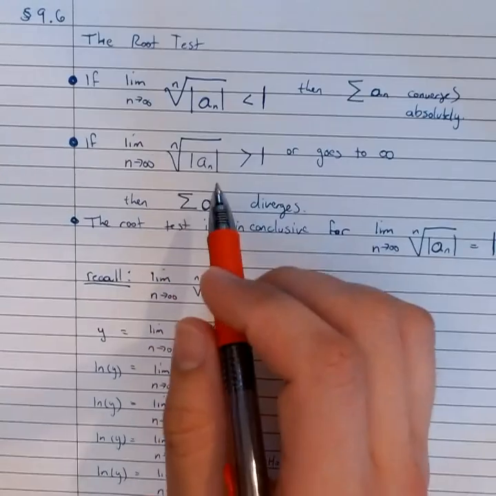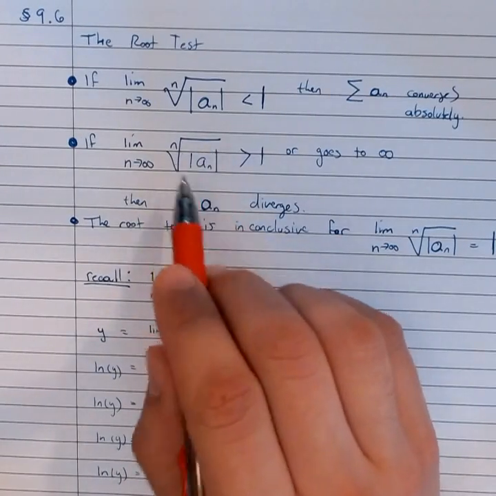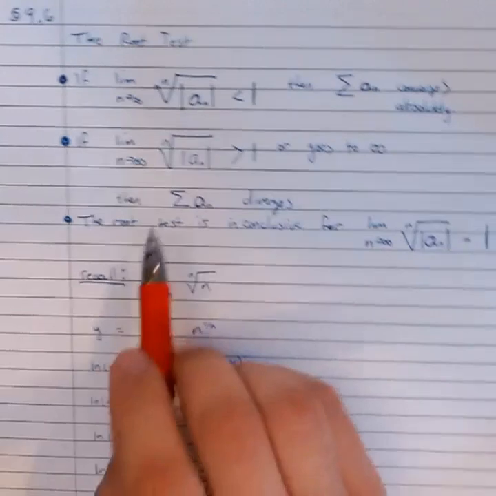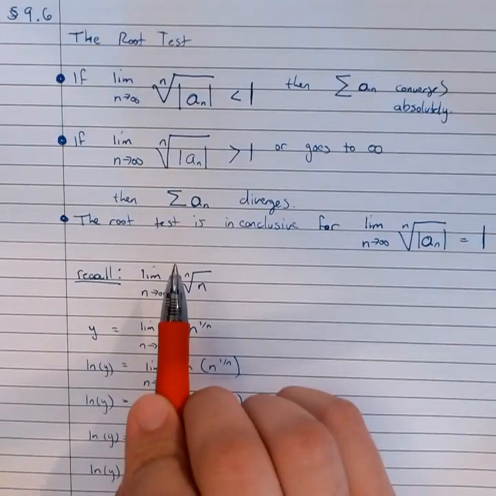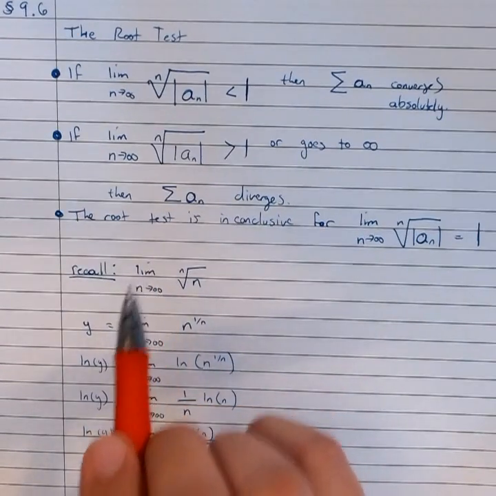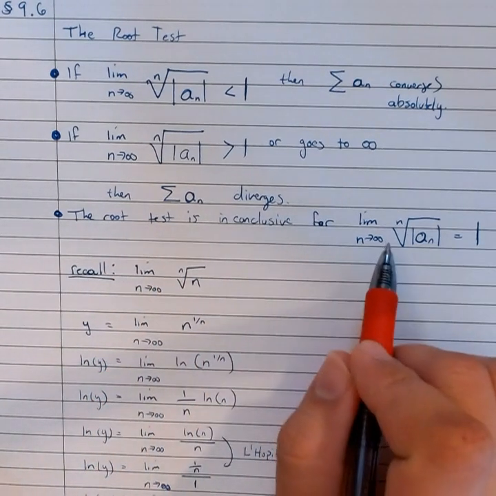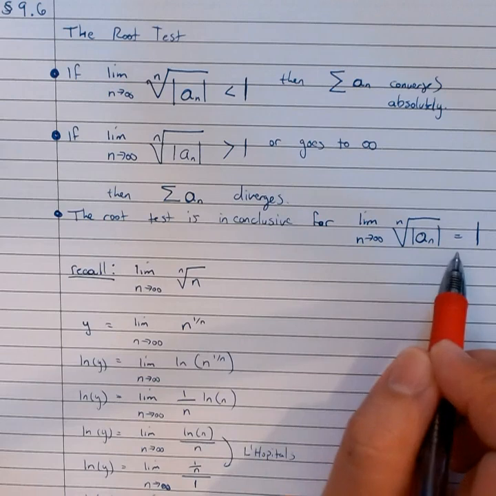Okay? If, however, you have that limit give you something greater than 1, or if it goes to infinity, then your series will diverge. The only inconclusive result is if the root test gives you a limit that's equal to 1.